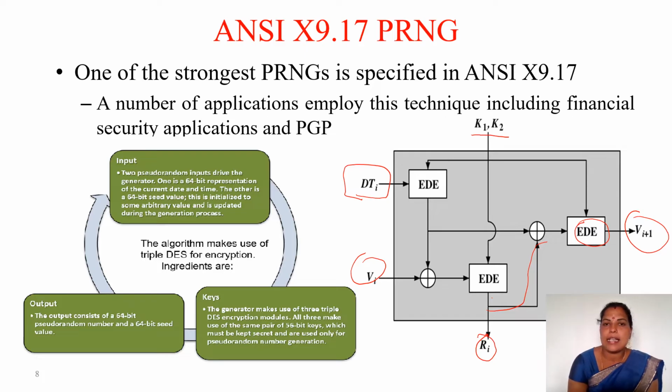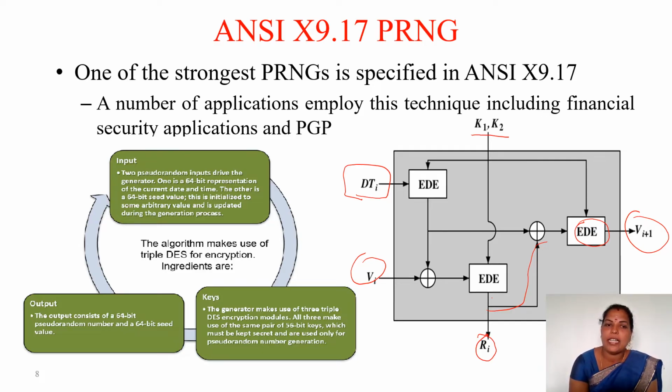Next is ANSI X9.17, a pseudo-random number generator. This is the strongest pseudo-random number generator and it is specified in ANSI. This is also a standard. ANSI X9.17 is a standard, and many applications use this pseudo-random number generator, in financial security applications and Pretty Good Privacy.